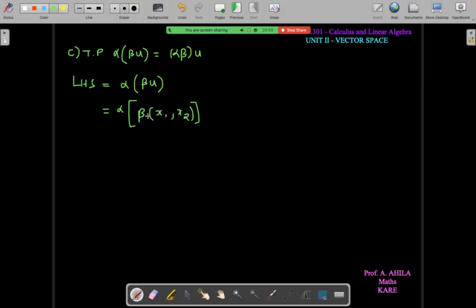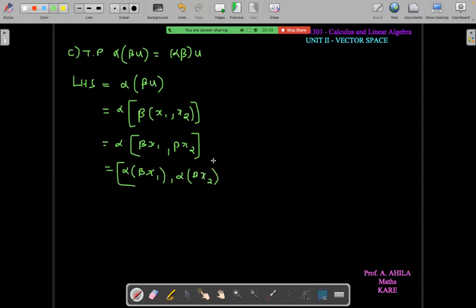Now I apply this beta scalar multiplication within the bracket. So I get alpha into the ordered pair beta x1 comma beta x2. Okay. Now again I multiply this alpha with the elements. So I get alpha into, I'm multiplying alpha with this beta x1, so I make bracket here beta x1. Alpha into beta x1 comma alpha into beta x2.